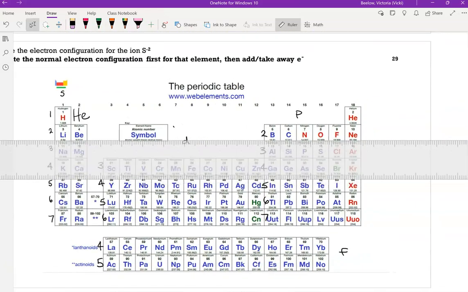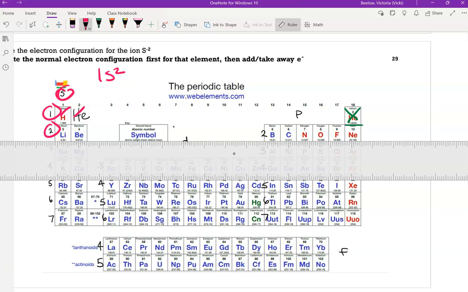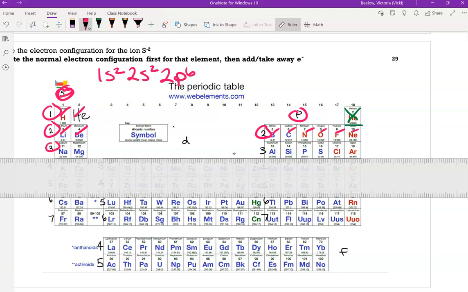All right, let's do another example. We have sulfur that has a charge of -2. Again, I would write my regular electron configuration first. So 1s2, 2s2, 2p6, 3s2, and then 3p4, because we're going only to sulfur.